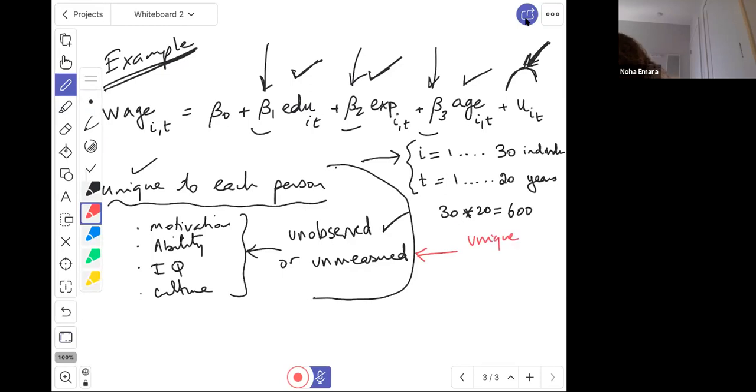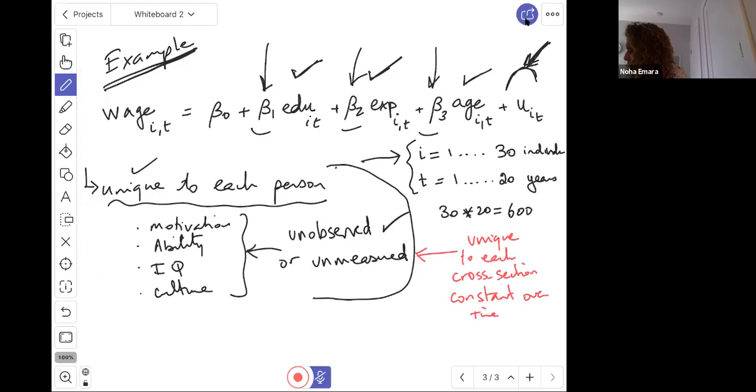Unique to each cross-section, constant over time, right? If I'm trying to measure this wage regression over the period of 20 years, or if I'm trying to estimate the impact on a final exam score over a semester, I don't expect that these factors would change over the period of the semester, right? Your motivation, your ability, your IQ, the culture. If I'm doing this study over a group of countries, over a period of years, it might change, but the change would be very, very slow over time.